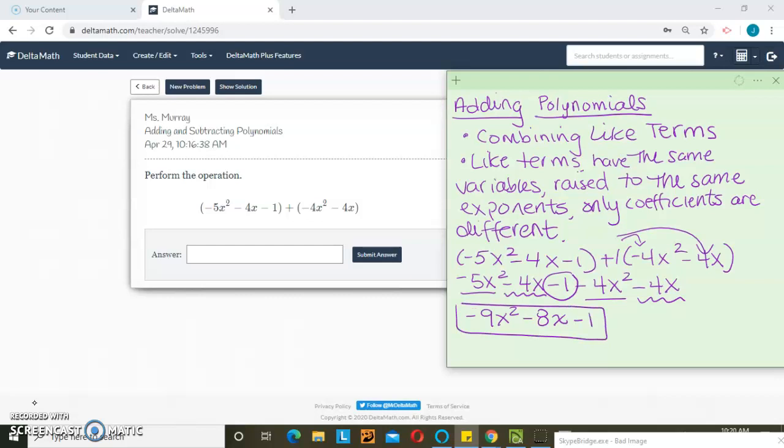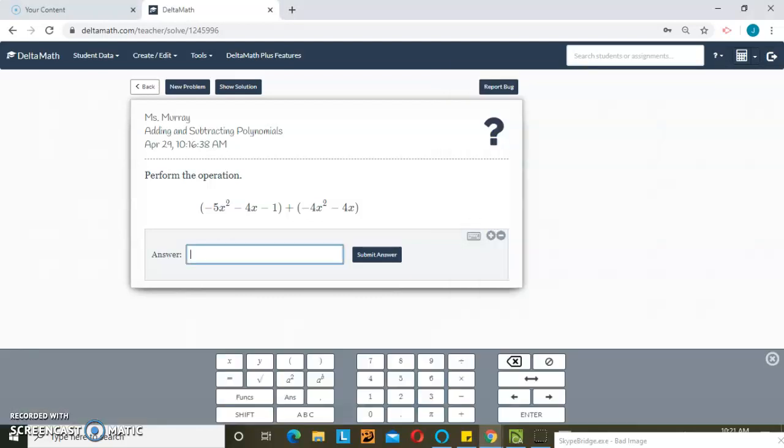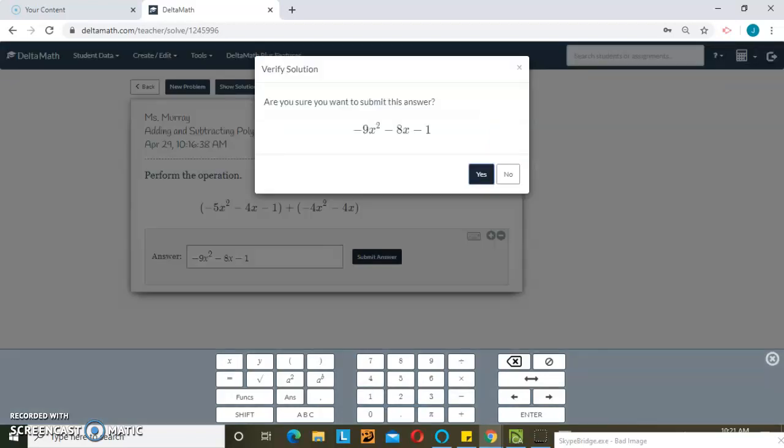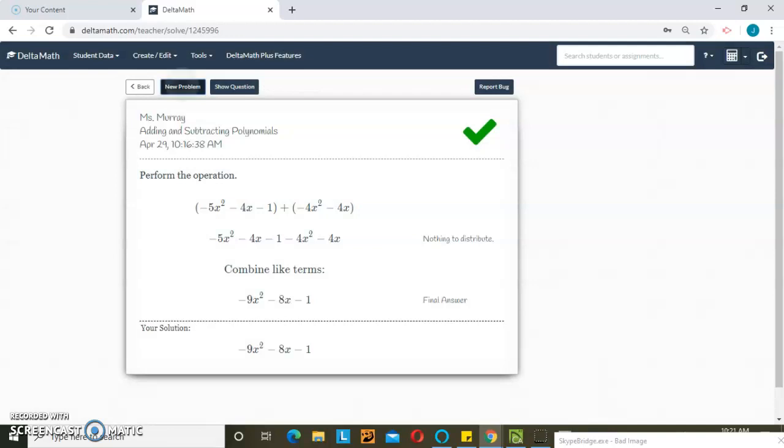The reason I can't put the negative 9x squared and the negative 8x together is because this one has an exponent of 2 and the negative 8x has an exponent of 1. Okay, so I have negative 9x squared minus 8x minus 1. Okay, submit answer. Good. Do a new problem.